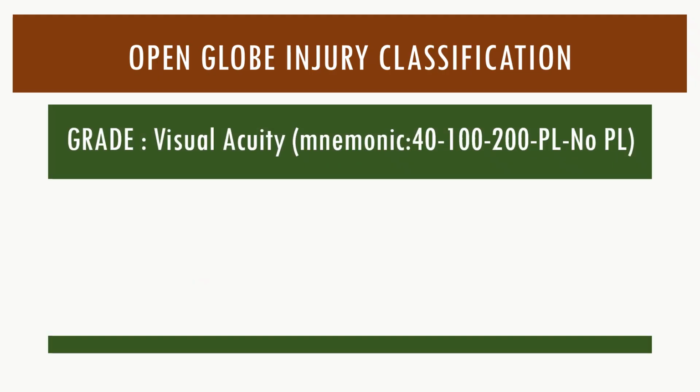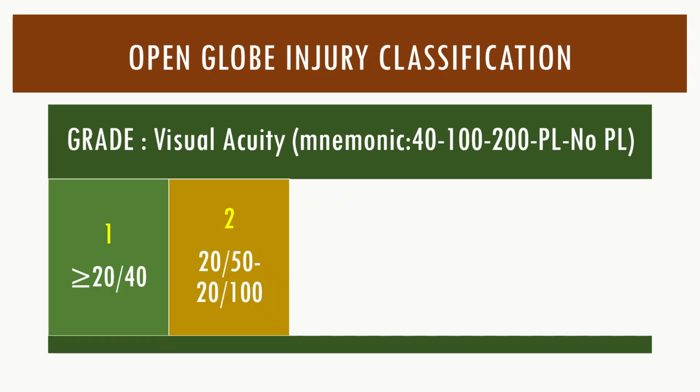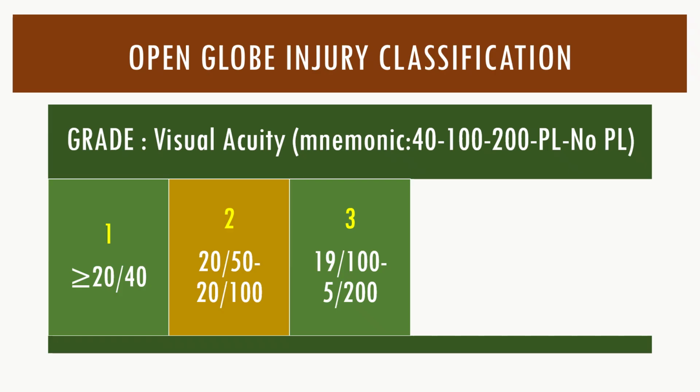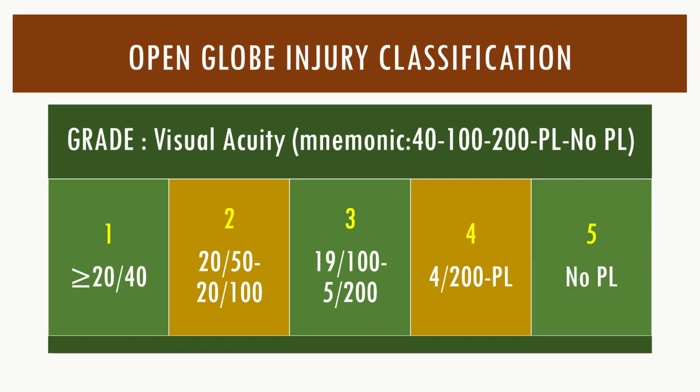Next comes grade, which is based on visual acuity. A simple mnemonic is 40, 100, 200, PL and no PL. Grade 1 is vision better than or equal to 20 by 40. Grade 2 is between 20 by 50 and 20 by 100. Grade 3 is between 19 by 100 and 5 by 200. Grade 4 is from 4 by 200 to perception of light. Grade 5 means no perception of light.